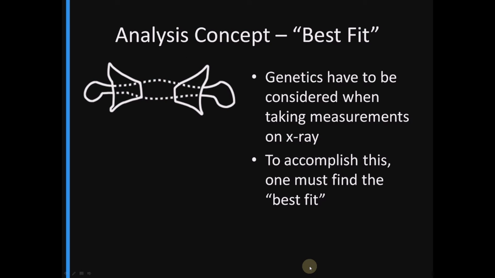When we're studying for the atlas frontal plane reference, so this is the plane of the atlas on the frontal film, we do have to factor in genetic anomalies. When we factor in genetics, we have to look for which aspects of the atlas are the best fit for the overall bone structure reference.